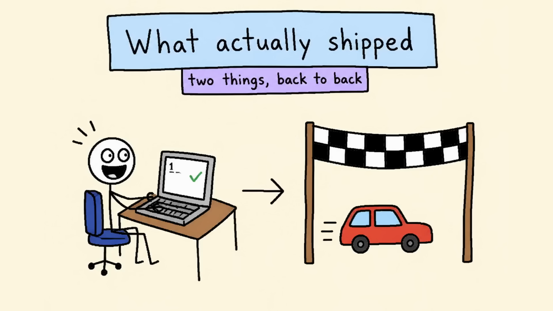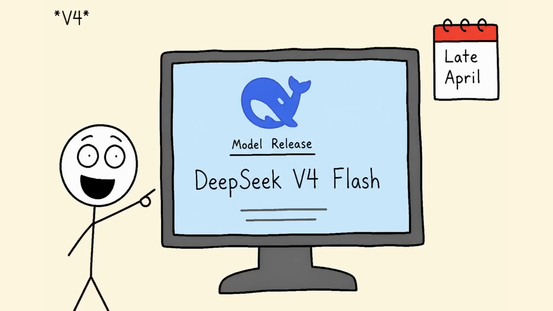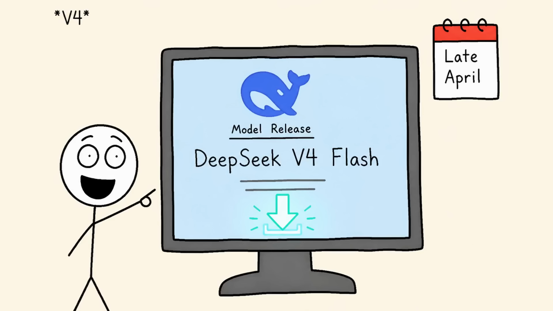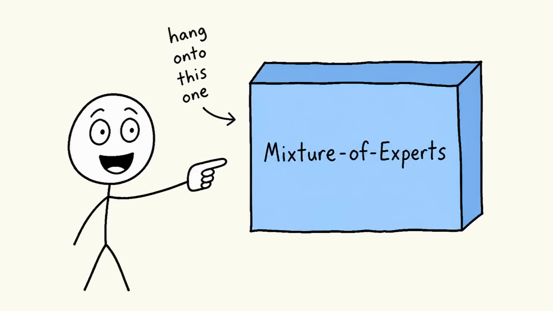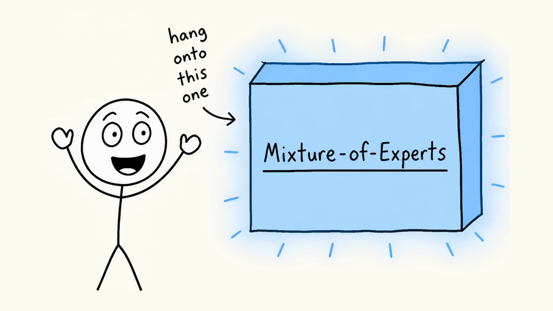Okay, so two things happened back to back. In late April, the Chinese lab DeepSeek dropped V3 Flash, and it's a 284 billion parameter model, open weights, MIT license, which means you can download it, run it, and ship products on it, no permission needed. The architecture's mixture of experts, and that's the part that makes the rest possible, so hang on to that one.